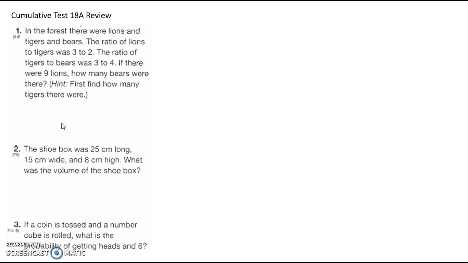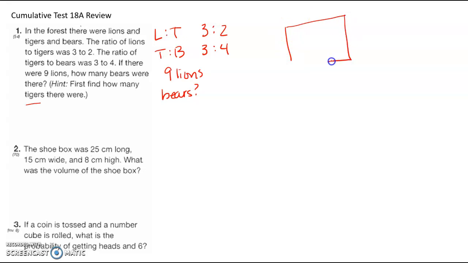In the forest were lions and tigers and bears. Oh my. The ratio of lions to tigers was 3:2. The ratio of tigers to bears was 3:4. If there were 9 lions, how many bears were there? Hint: first find out how many tigers there were. So let's make a ratio box.